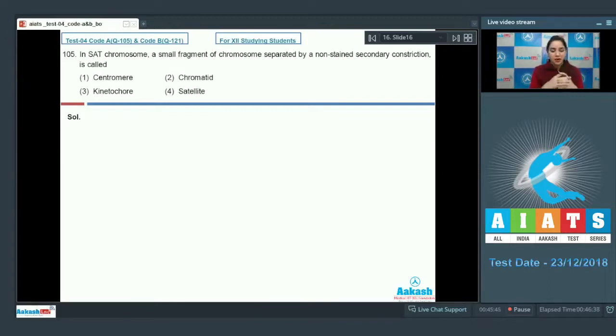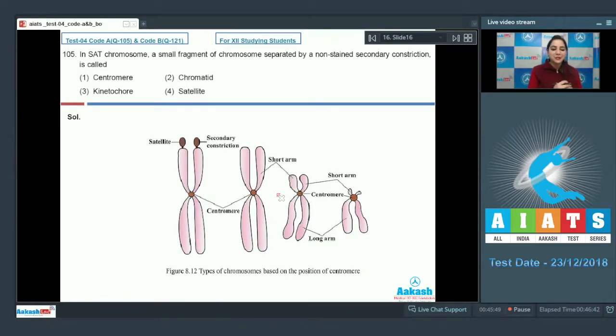We have another question which says, in a chromosome, a small fragment of chromosome separated by a non-stained secondary constriction is called. I think it would be better if we see an image for it. NCERT image 8.12. So here are different types of chromosome based on the position of centromere. And if you see very carefully, students, in the very first image, you don't have to go anywhere far. You can see that this is the primary constriction, which we know is known as centromere.